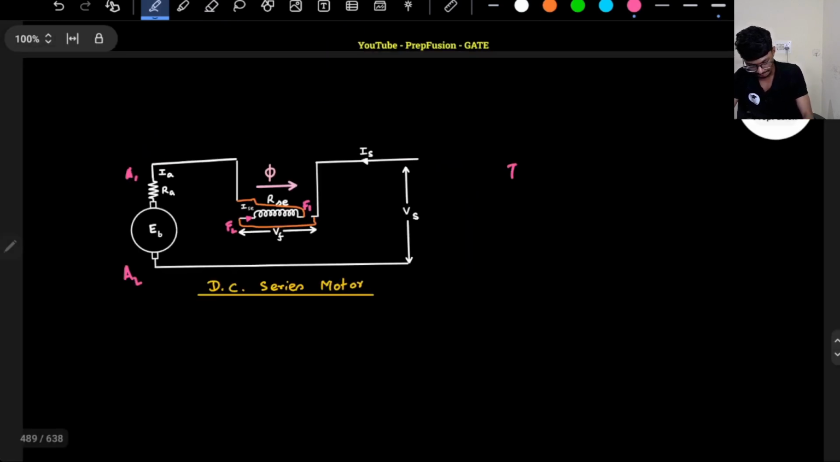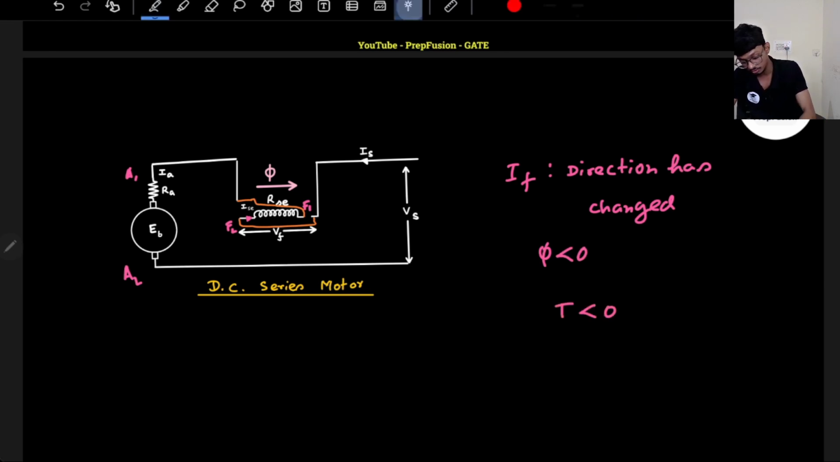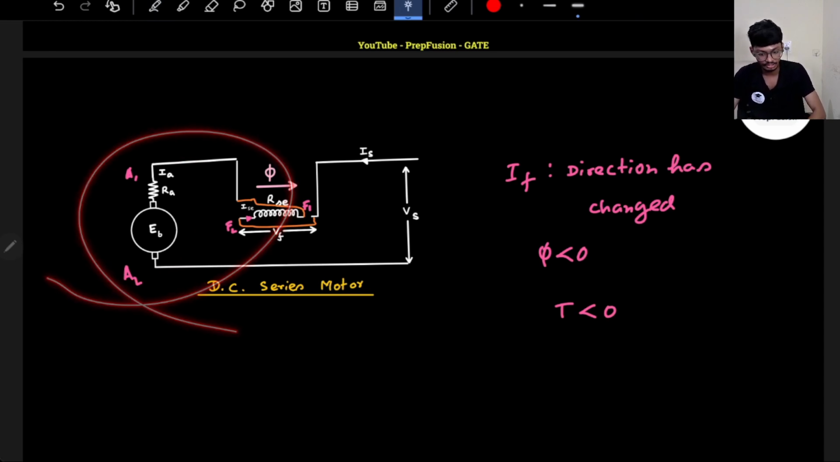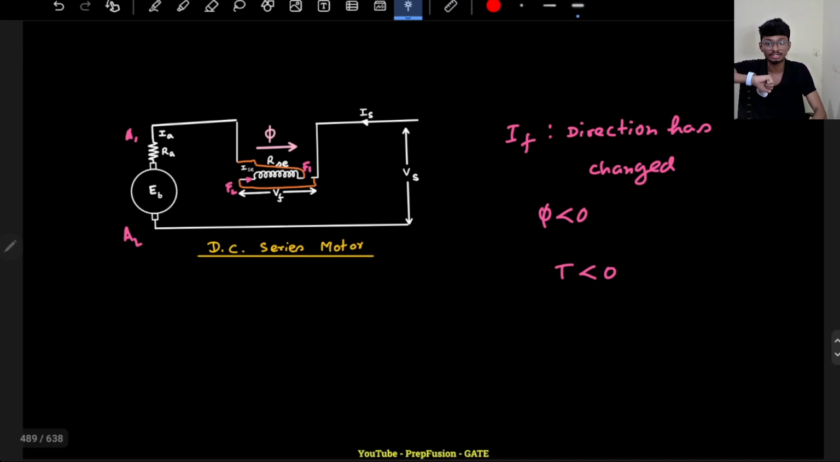So IF direction has changed. So of course the flux also will be negative, so the torque also will be negative, right? But I should not change the terminals A1 A2. If I change the terminals A1 A2, same thing will happen, both the current also will change.